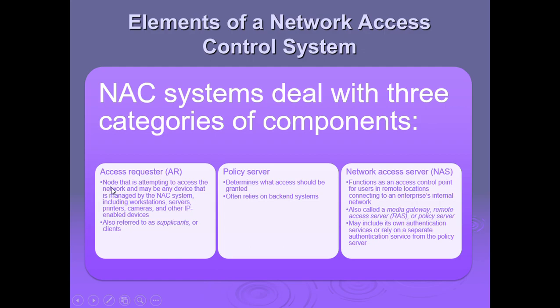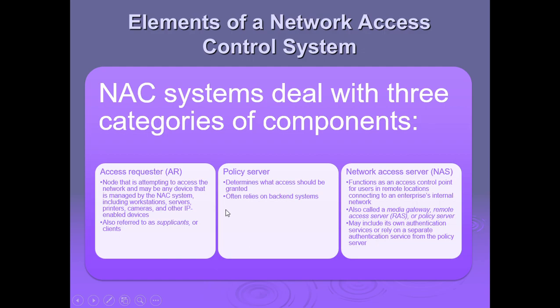Looking at the formal definition, it's a client, it's a node. A node can be a computer, a mobile phone, a printer, any IP-based device. The node that is attempting to access the network can be any device that should be managed by the NAC system. He gives examples here: workstations, servers, printers, cameras, or any IP-enabled device. We also call it a client or a supplicant. Okay.